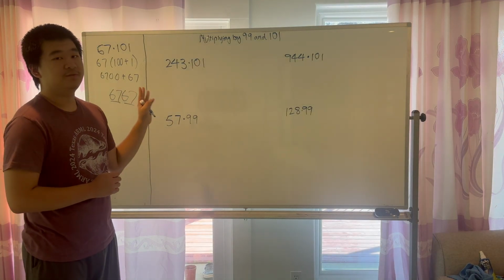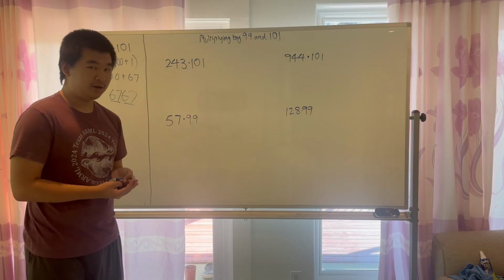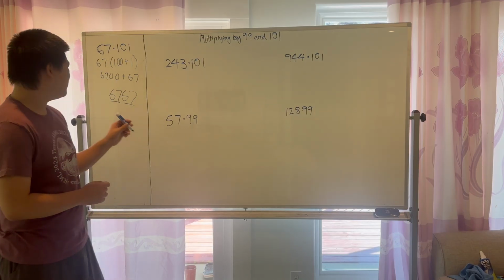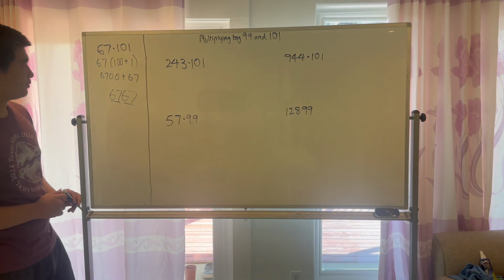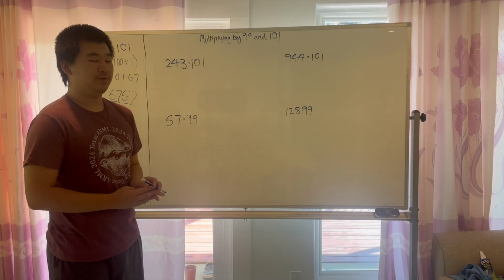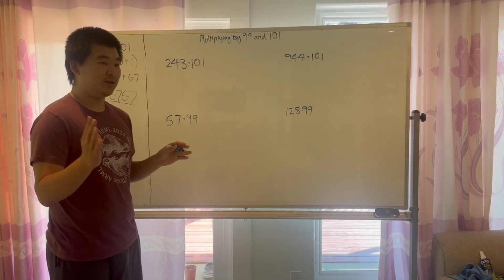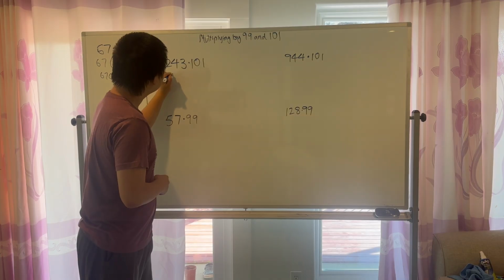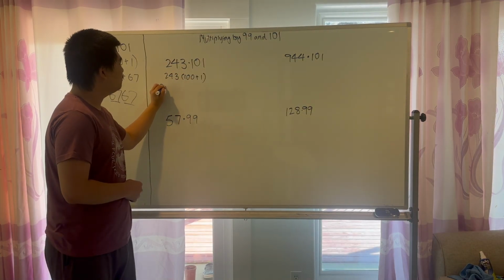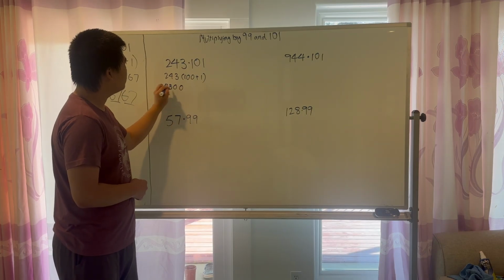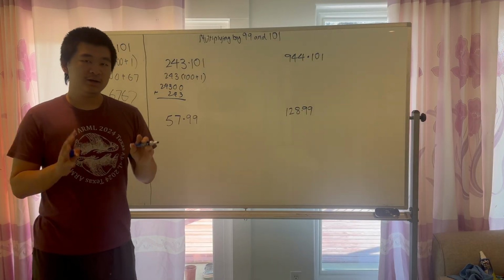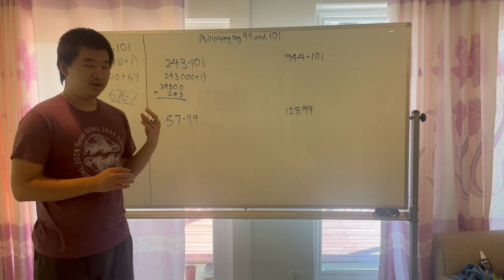So what about a three-digit number? Do we have to make a new pattern? Well, no. The pattern is the same, it's just not exactly that it's repeating. Let's take 243. Once again, if we wanted to do 243 times 101, what we're going to do is expand it out. And this gives us 24300 plus 243.